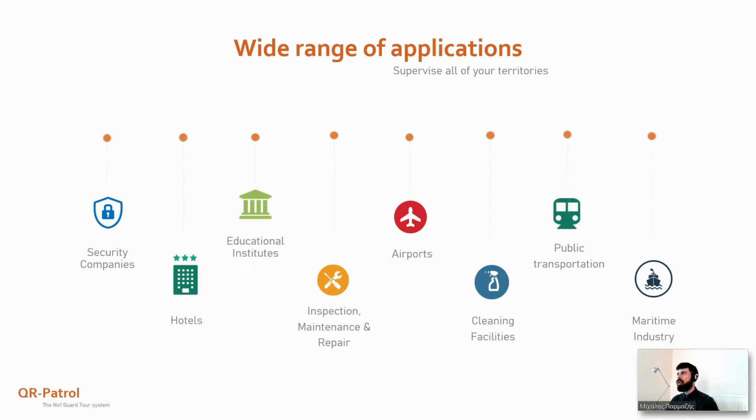Let's have a quick view on QR Patrol's actual applications in different sectors. Based on our experience and the way we have designed our system, it can be used in security companies, hotels, educational institutes, hospitality, maritime and aviation industry, among others. Also, it can be used for multiple cases, providing solutions for inspections, cleaning and maintenance.